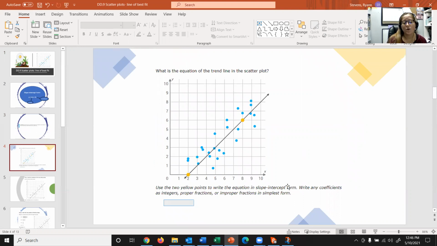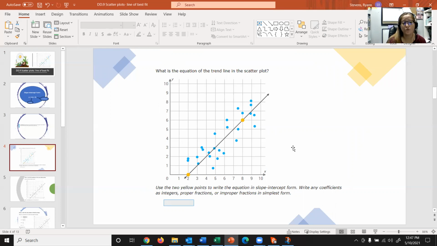So this says, what is the equation of the trend line in the scatter plot? And as we can see, we have these points plotted. This is exactly like that last assignment where you plotted the points from the table that you were given, and that's how you came up with the scatter plot. But in this case, now we have this black line here with these two yellow points on it. This is what's called the line of best fit, or the trend line. This is going to be the line that best describes this set of data that we have.